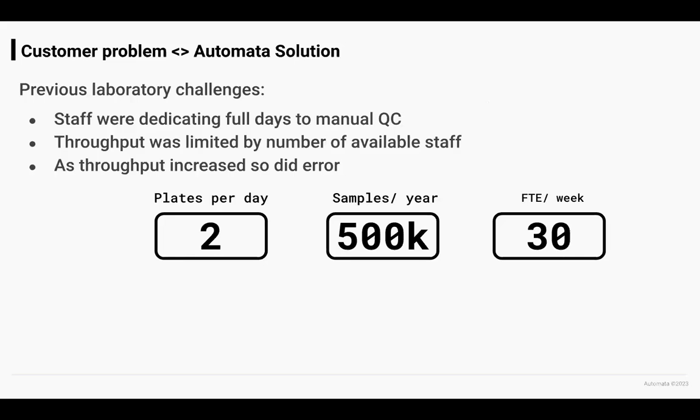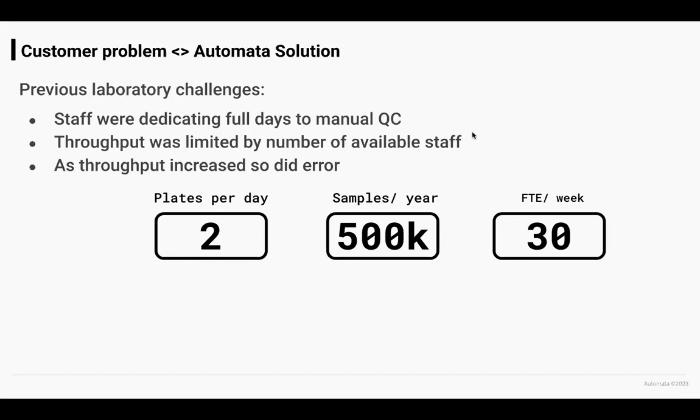So I'm just going to talk through a customer problem and how we addressed it. This customer were doing their library prep completely manually, and they were dedicating a lot of time to it. They had increased their sequencing capacity, so they had a lot more to sequence and needed to increase their library prep capacity. Staff were spending full days on manual QC, and they found the limitation was the amount of available staff, because they still had other things to do. And as they increased throughput through staff, they were also seeing an increase in error, which for all the reasons I mentioned is not ideal.